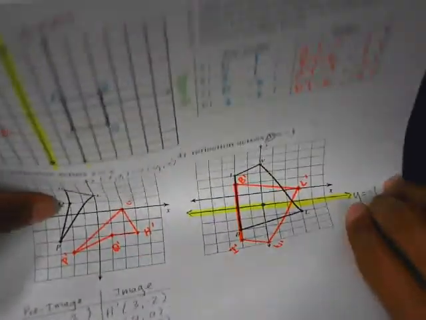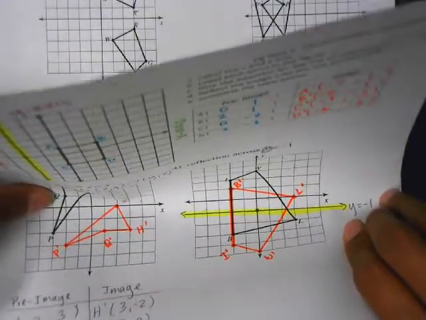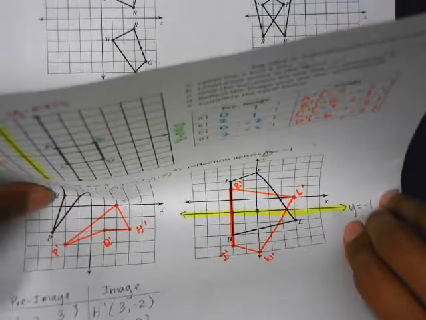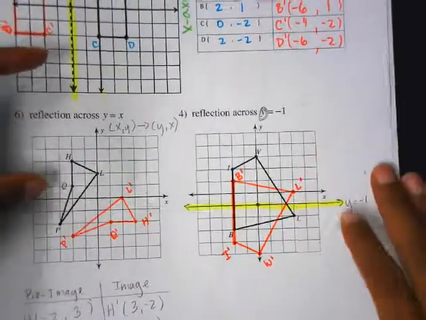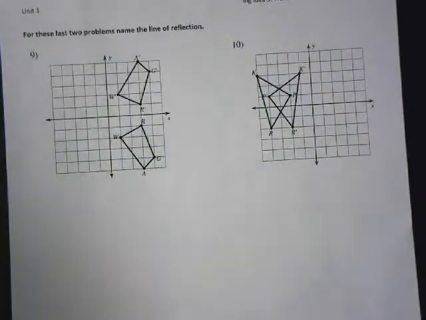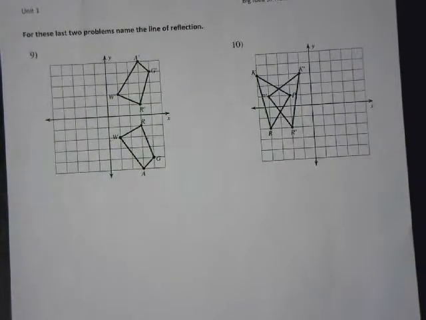Alright? Last two. For the last two problems, what I wanted you to do was simply name the line of reflection. Okay? Now, if you keep in mind that the line of reflection is the middle line or the middle point between the two images, then you should be able to find it. Alright? So let's look at this one right here.